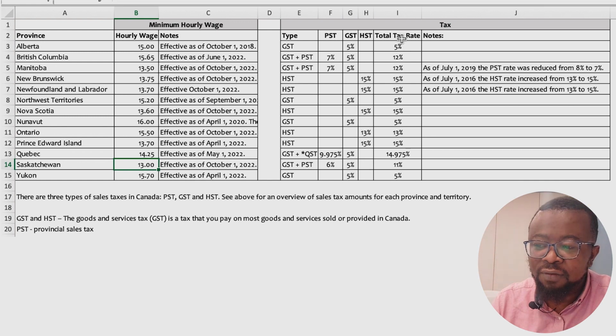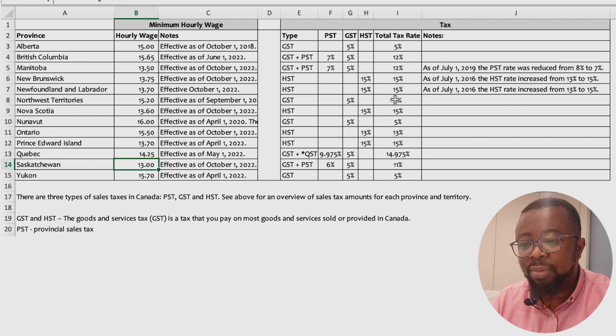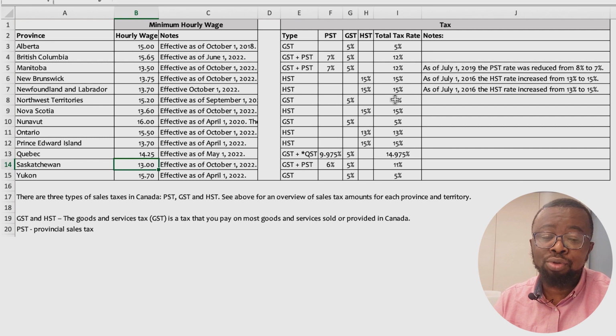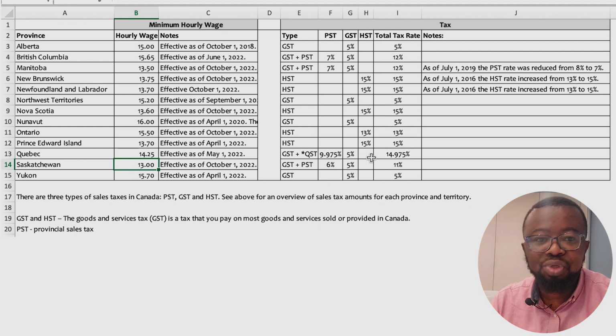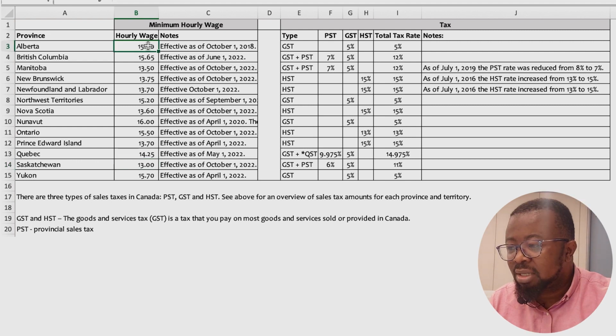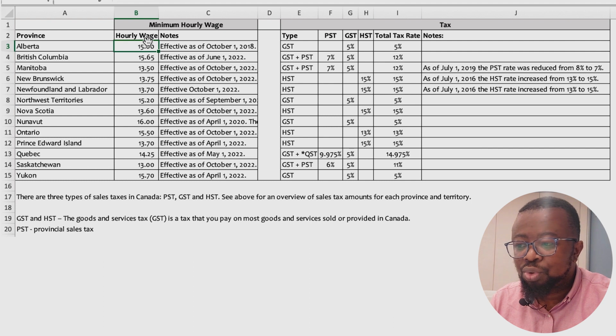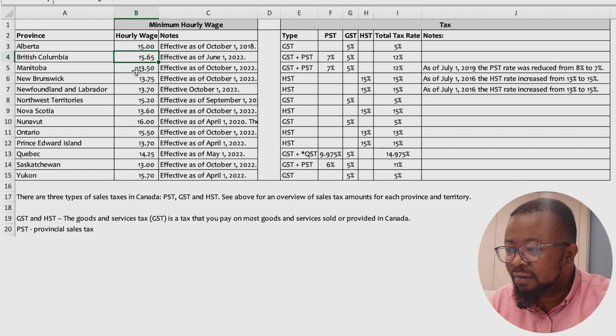But what we'll be working with is the total tax rate that will apply to the amount of money that you make. Unless you decide that you're going to do a cash job where the money will come straight into your hands and not be paid into your bank account, which will be illegal anyways. So depending on which province that you are going to, you know how much the minimum wage is. Alberta is 15, British Columbia is 16.65, Manitoba is 13.5, New Brunswick is 13.75.